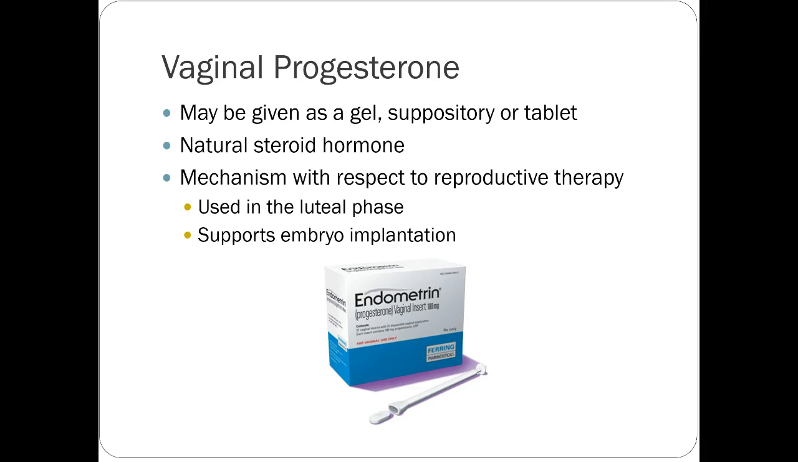Vaginal progesterone. This can be given as a gel, suppository, or tablet. It's just a steroid hormone, so it's the same thing as the naturally occurring progesterone. This isn't an analog like we talked about last week when we talked about contraceptives. The mechanism with respect to reproductive therapy is that we can use this in the luteal phase, and it supports embryo implantation. Again, this is local. It should have fairly minimal systemic side effects that way, and it's another strategy you can try.